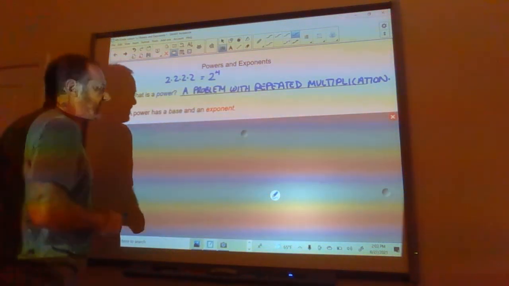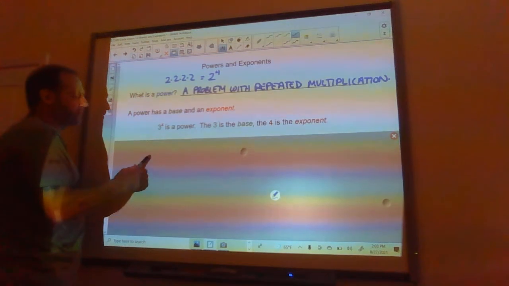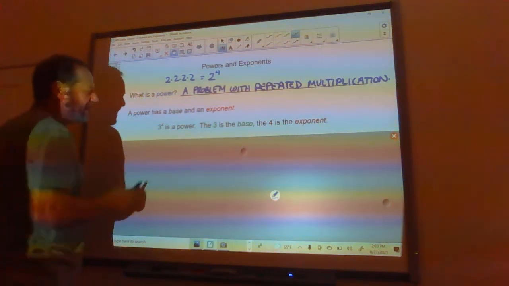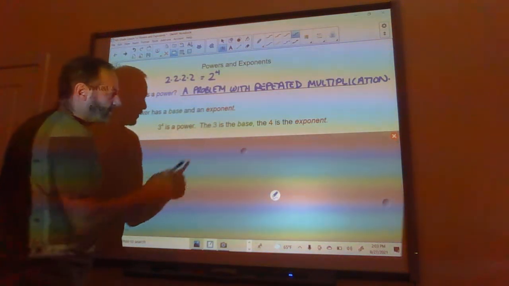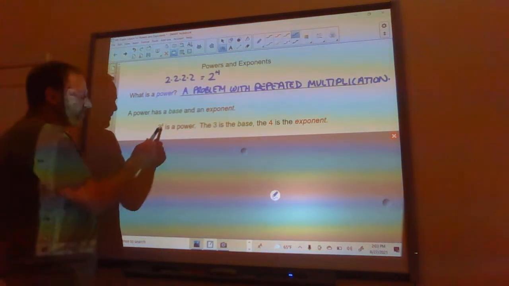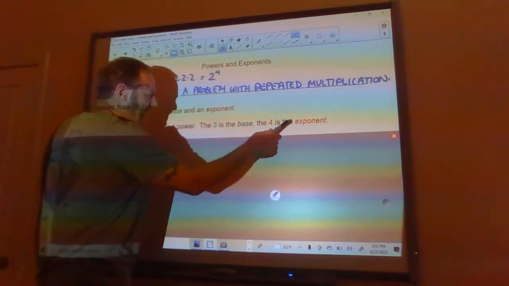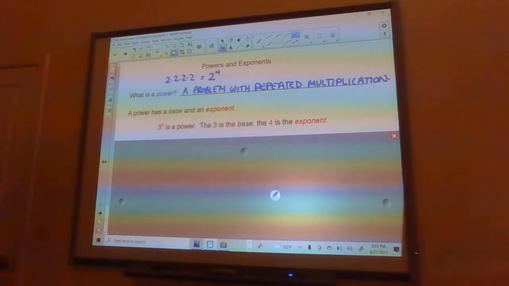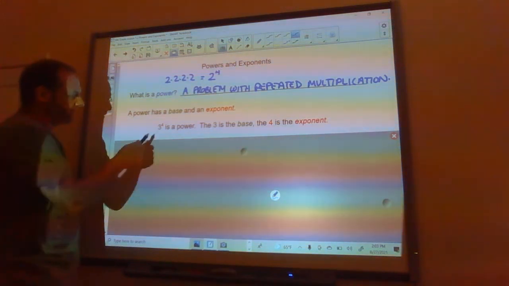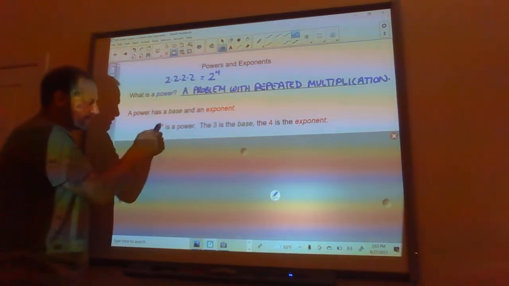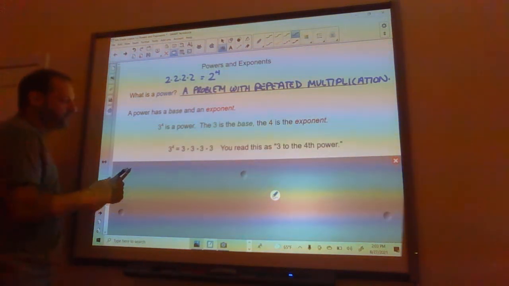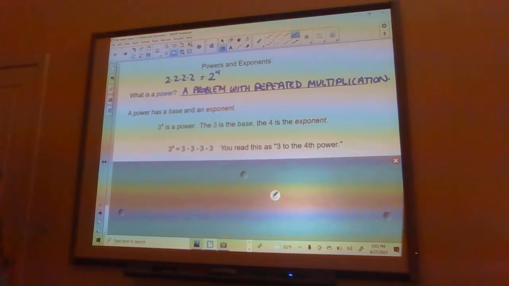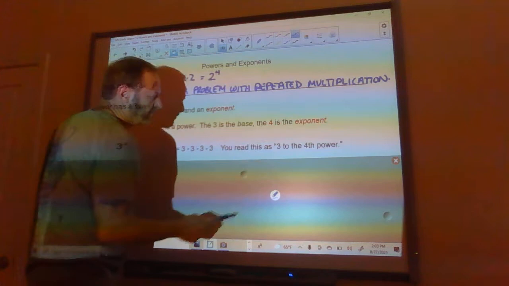Okay, a power has a base and an exponent. So 3 to the 4th power is a power. The 3 is the base. Notice the base, the base, the base, it's all green. And then the 4 is the exponent, all of that is in red. So 3 to the 4th power is your power, 3 is the base, and 4 is the exponent. You need to know that. 3 to the 4th power means 3 times 3 times 3 times 3, and you always read this as 3 to the 4th power.